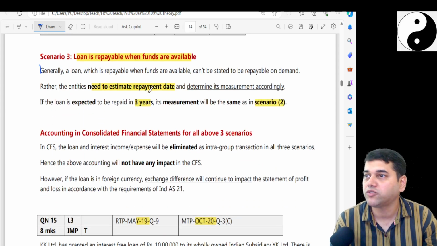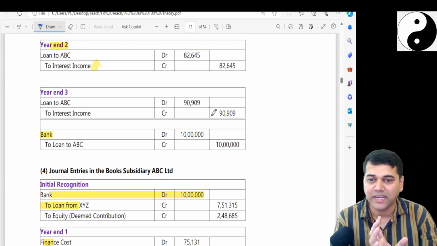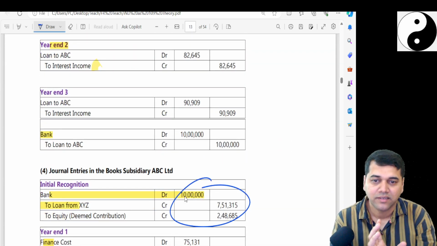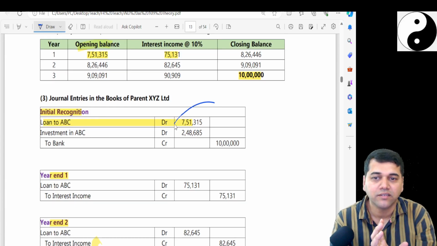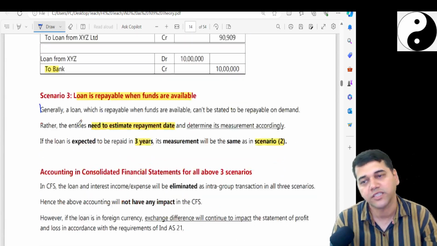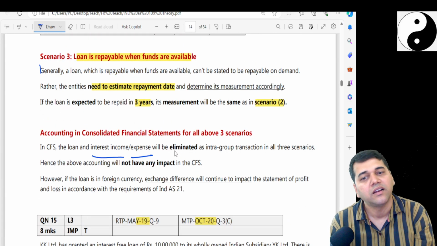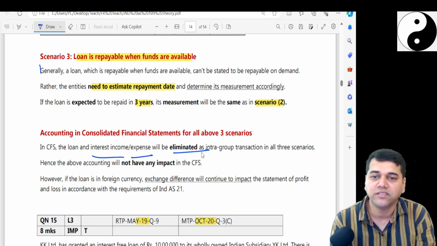In consolidation, what's going to happen? If you see, both are opposite. See, this entry is the opposite of this entry. Both will get eliminated. Consolidation, at that time we will learn. There we say that both the interest income and expense, debtors and creditors will get eliminated.